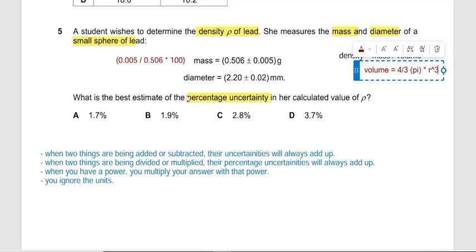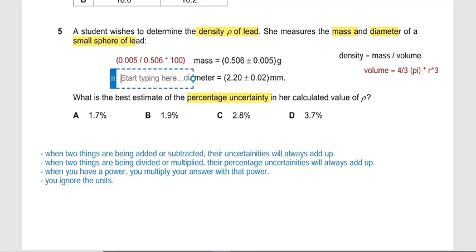Now they have given us a diameter, we have to find the radius from there. So how do we find the radius from the diameter? You simply divide this by 2. So what we will be doing is 0.02 divided by 2 is 0.01. You divide that by 2.2 divided by 2, which is 1.1, and simply you multiply that by 100 as well.